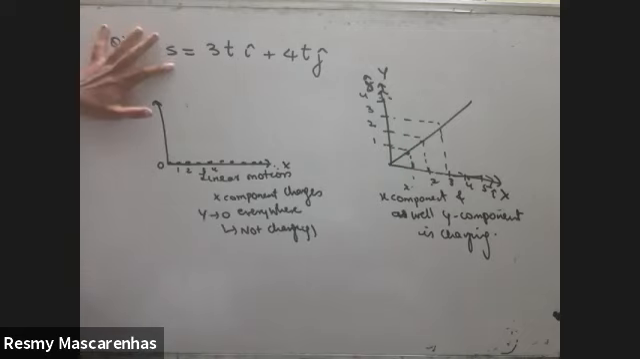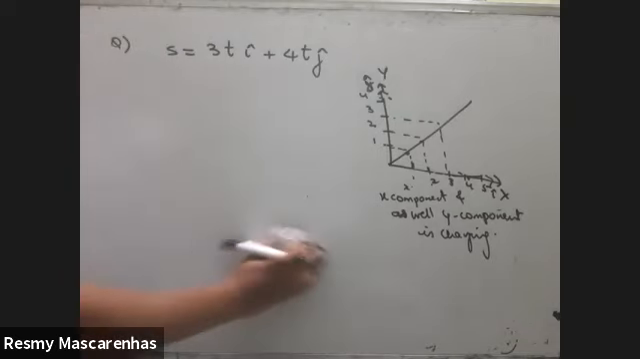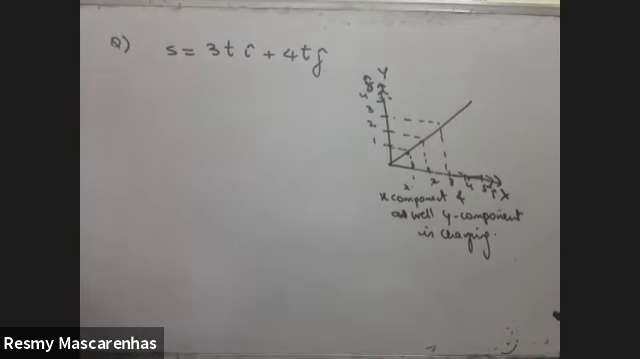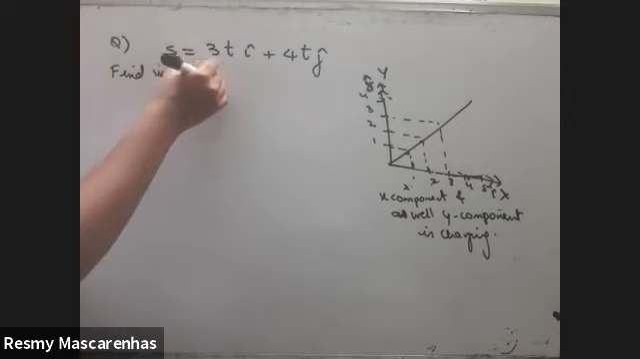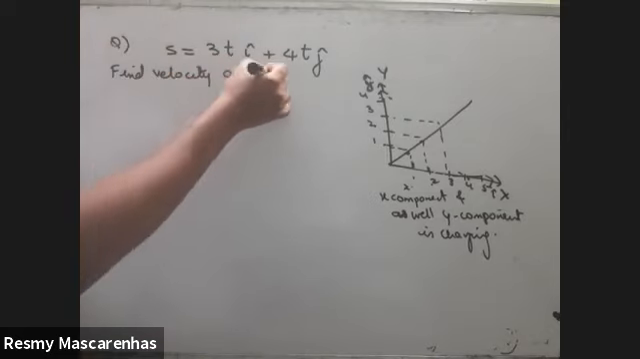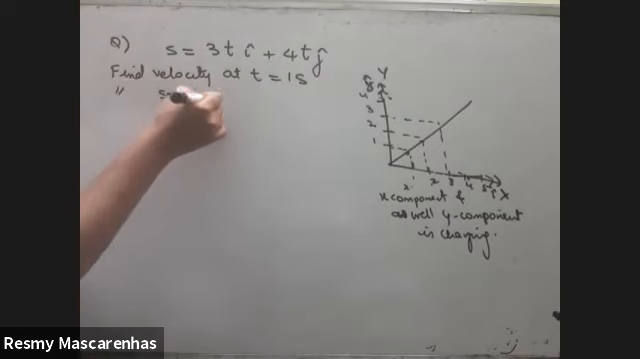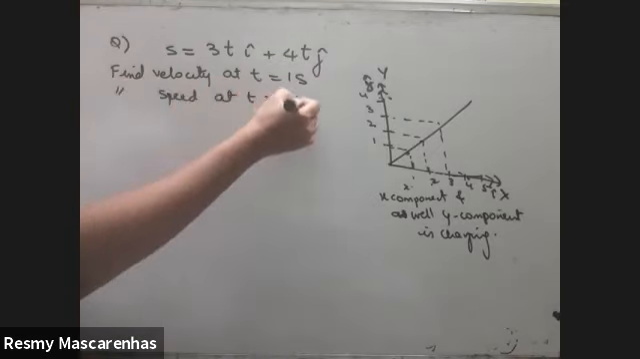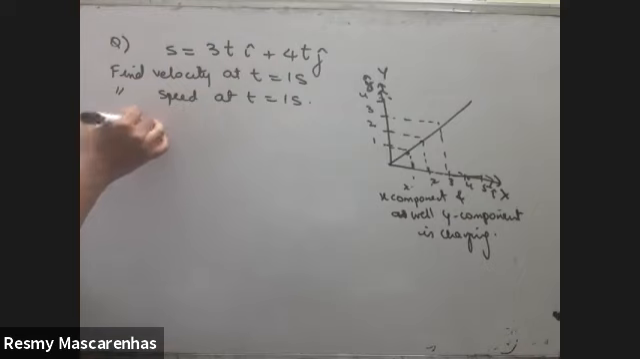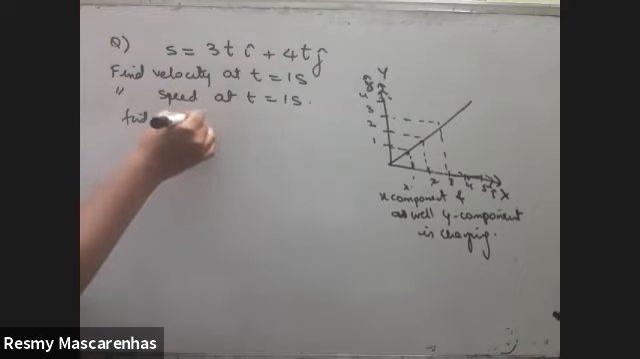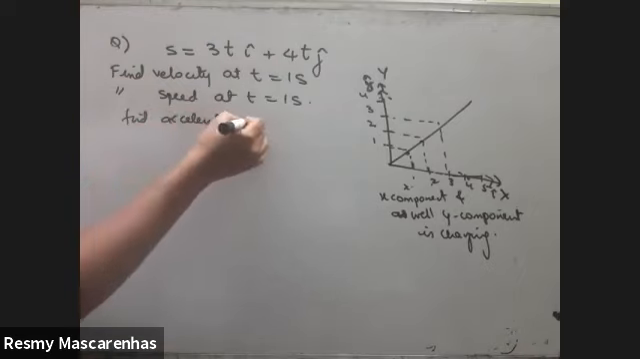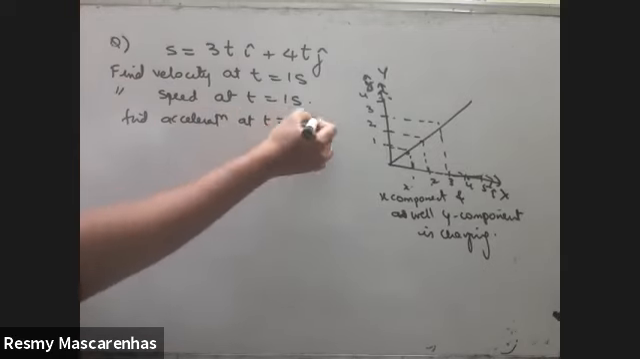Now this will be given. The question will come like this now. This is given to you. Find velocity at t equals 1 second. Find speed at t equals 1 second. Find acceleration at t equals 2 seconds.